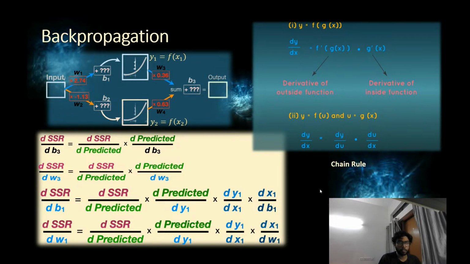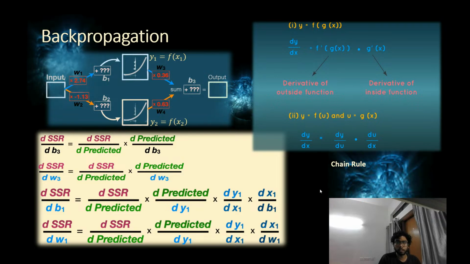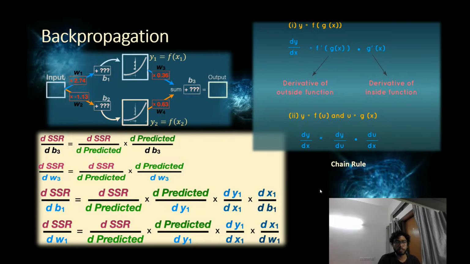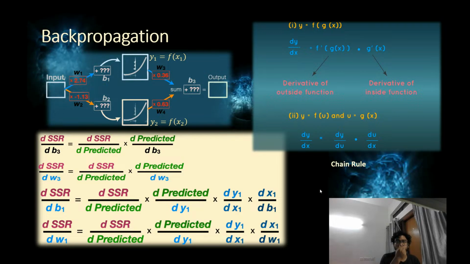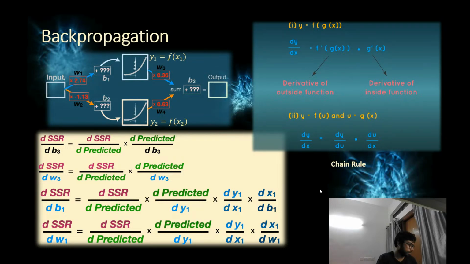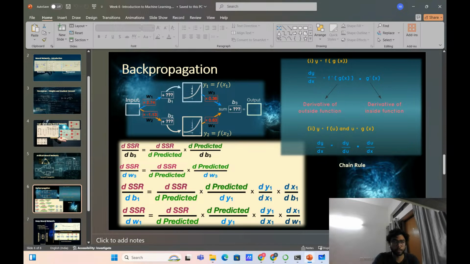If not, let me go to back propagation. So in back propagation, we'll use something called chain rule, which I discussed in the previous class. So tell me if I need to discuss it again, or I can discuss it again if you want.